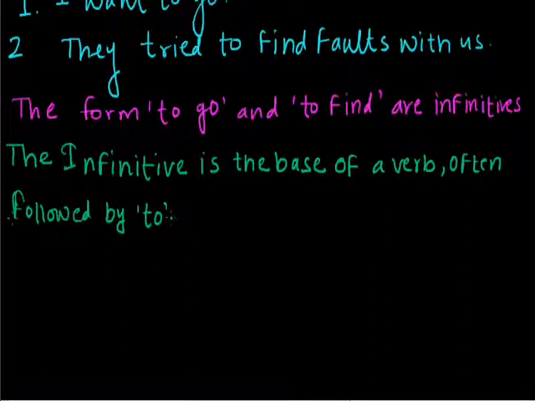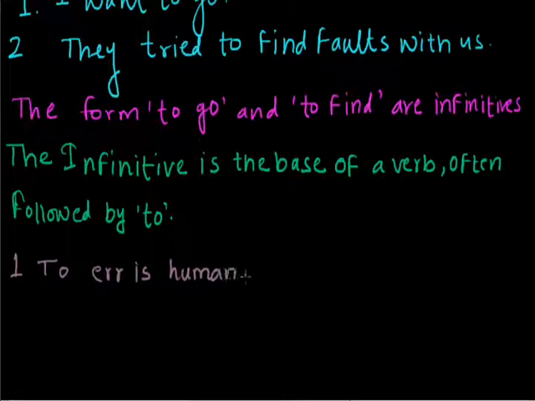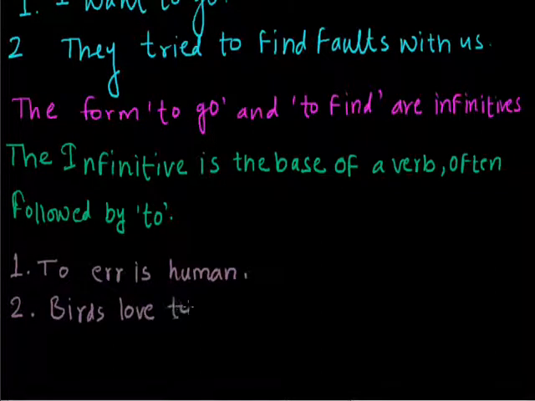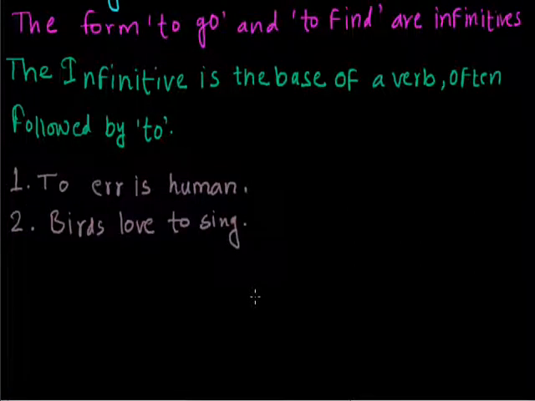Some more examples for you to understand what an infinitive is. When I say, to err is human, here in this sentence I have used the infinitive as the subject of the sentence. Second sentence, birds love to sing. Here the "to" infinitive has been used after the verb love, so it is used as the object of the verb love.